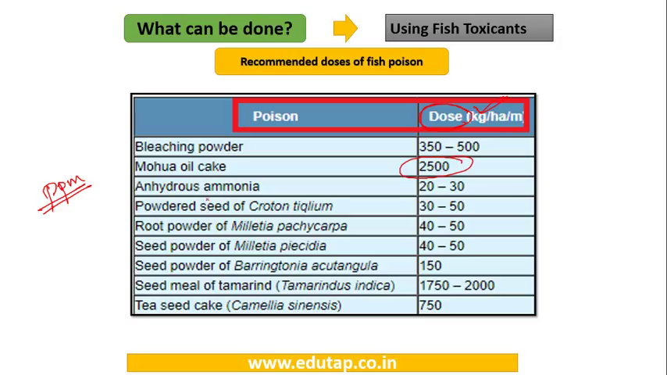Now one more thing you can do is see the left side column and try to memorize the names. So you can again sharpen your understanding when it comes to the commonly used fish toxicants, right? Like bleaching powder, mahua cake already seen. We are not seeing the other things like the powdered seed of Croton tiglium, but at least have an idea regarding it.